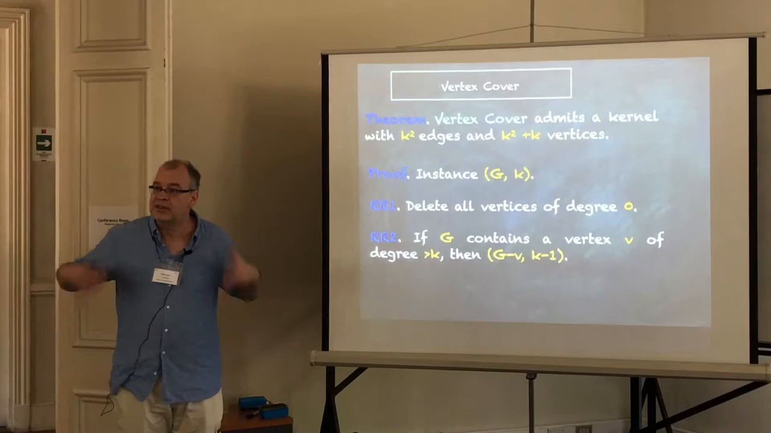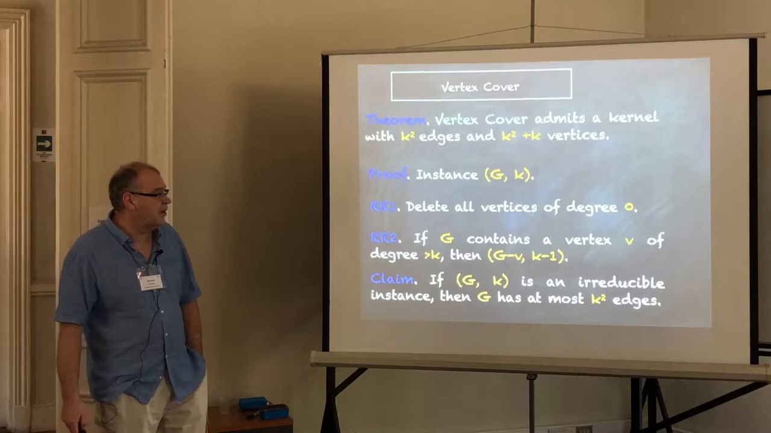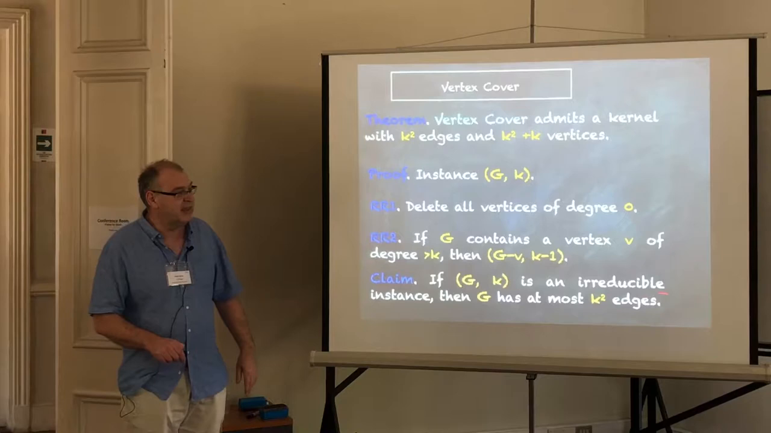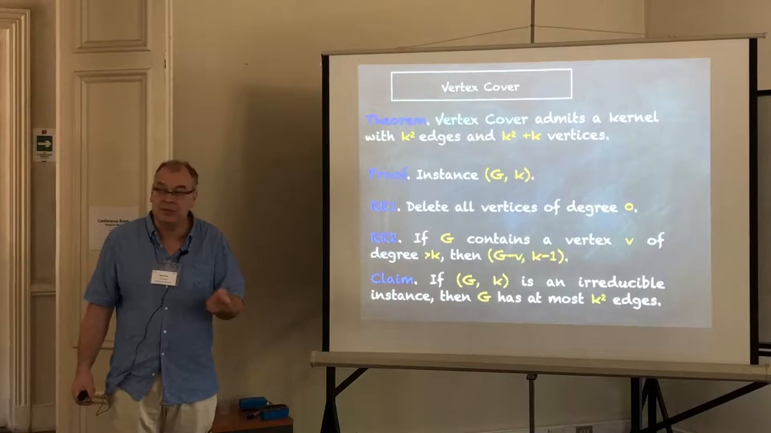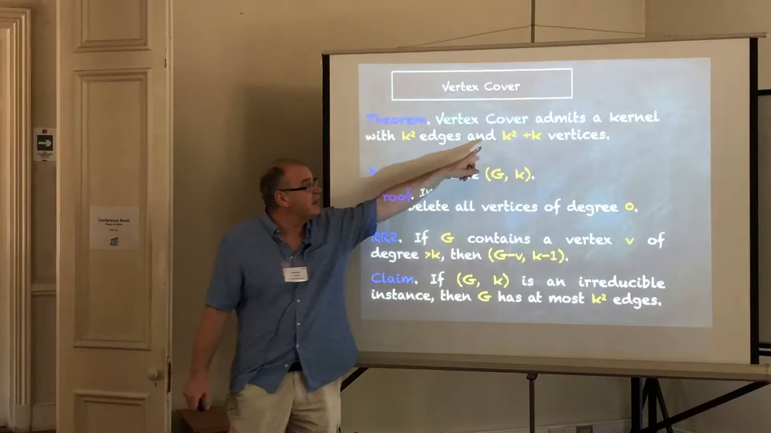That's exactly the same as what I did yesterday. And now the claim is: if graph G, k is an irreducible instance, then it contains at most k squared edges, right? Okay, what does irreducible mean? There are no zero-degree vertices, and then every vertex is of degree at most k, so I cannot have more than k squared edges. And also in the theorem, I say that it's at most k squared plus k vertices.